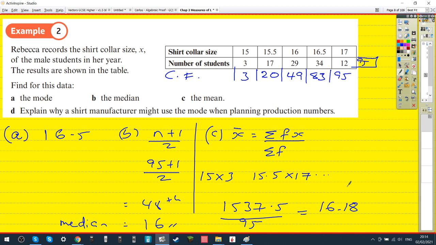Okay, and so we got 3 averages. 16.5 was the mode. Yeah. 16 was the median. And 16.18 was the mean. Part D.